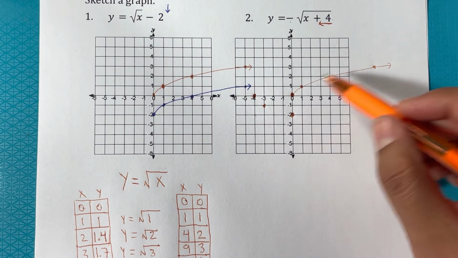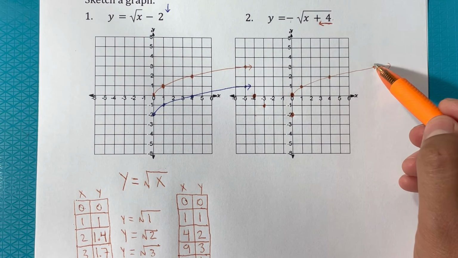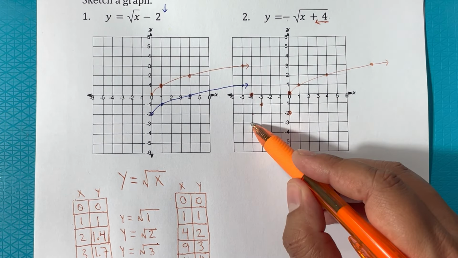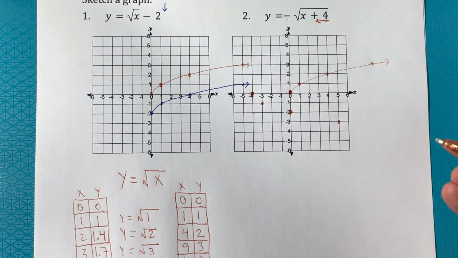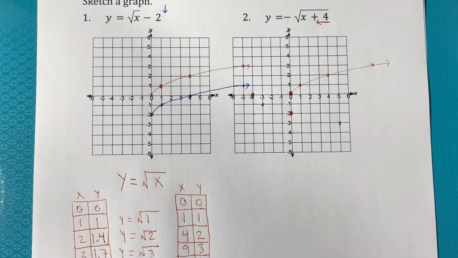And finally, this one is 3 spaces, 9. So from here, 3 spaces and then 9 spaces over here. So that will be my reflection for the new graph.